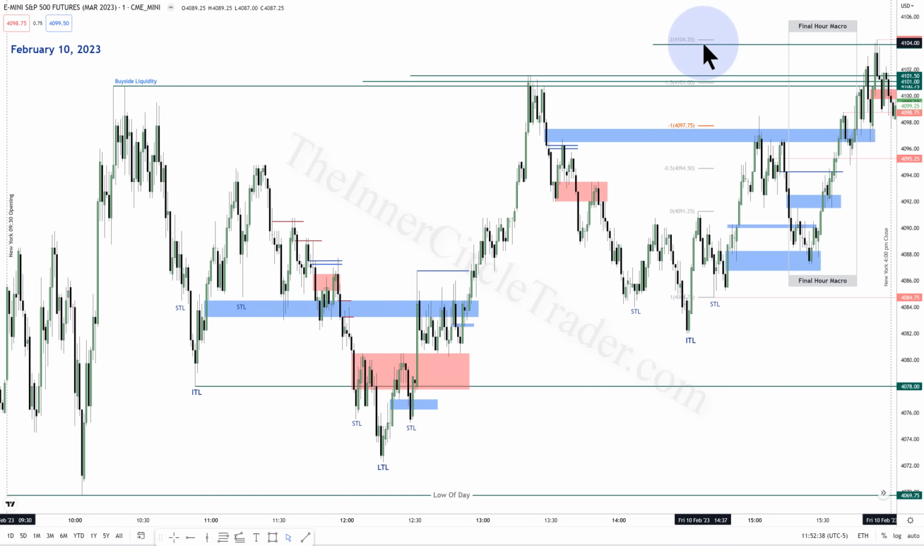So 4104.25. What was the high of the day on Friday? Look right here. High of the day, 4104.00. No, it's not. I'm sorry. The next candle here, 4104.25. Right here on the candle at 6 minutes to 4, so 3:54 New York local time. The high comes in at 4104.25 to the tick.